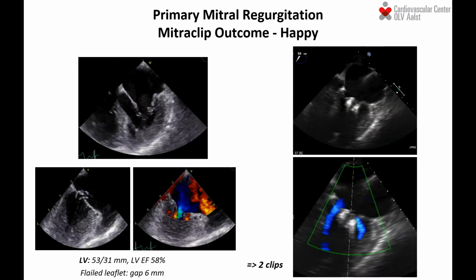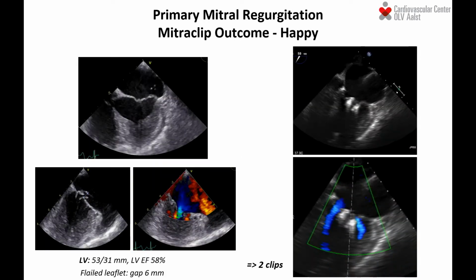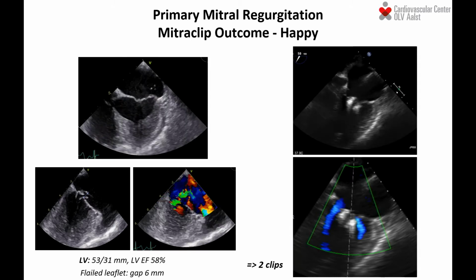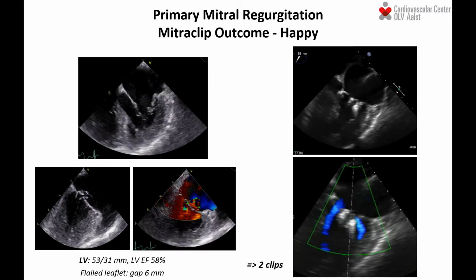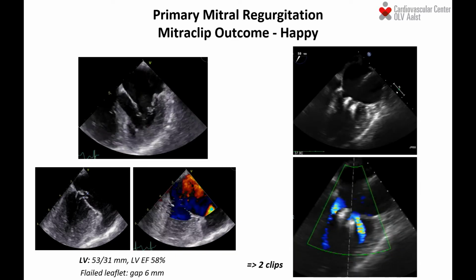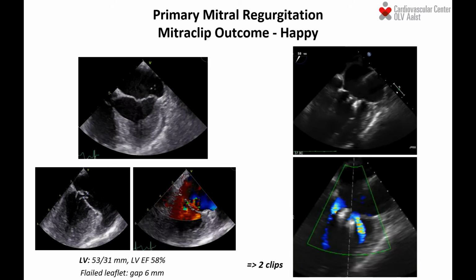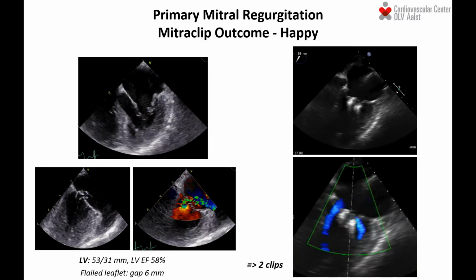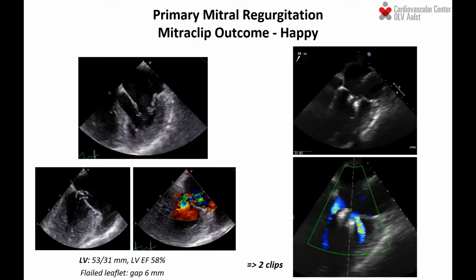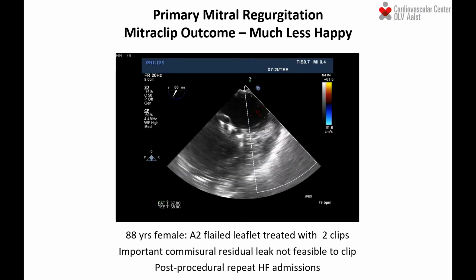Now let's have a look at the organic. It was another patient, that I mentioned in the beginning. It's a patient with a flail leaflet, gap of 6 millimeters. And actually, we were quite successful. With 2 clips, we could basically reduce mitral insufficiency. So we were very happy. What I want to say is that in these patients, we can also be much less happy.